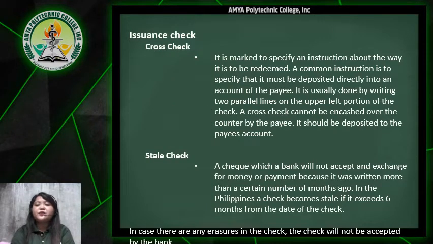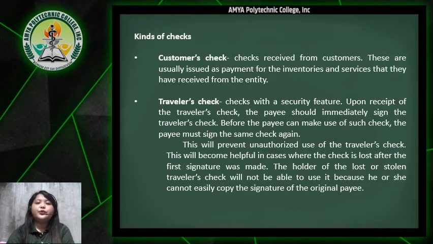So issuance of check, we have the cross check, we have the stale check. So there are also kinds of checks. We have the customer's check. Customer's check is the checks received from customers. These are usually issued as payment for the inventories and services that they have received from the entity.